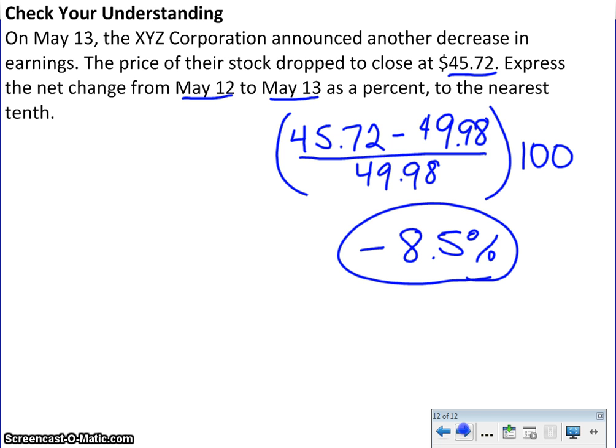Now there was one more example here, but it deals with spreadsheets. We're not going to work on that one. And so for this chapter, we are done. Good job, everyone.